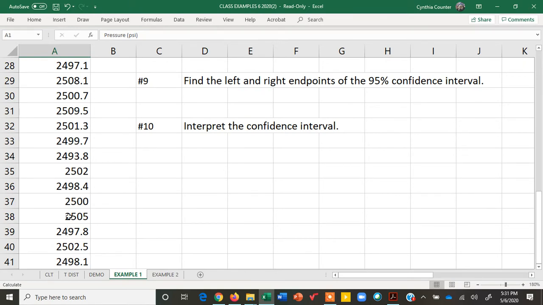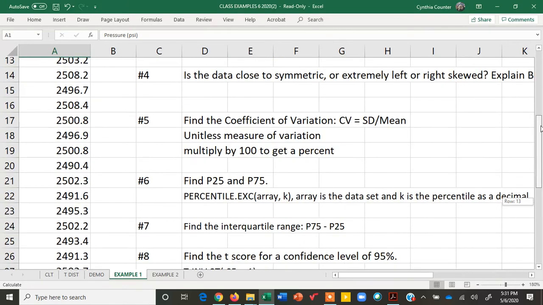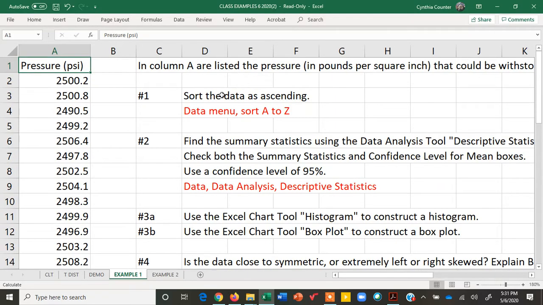Now, if you just skim through this, you should notice right away that this data is not in any particular order. It's just all thrown in there randomly. So one of the most useful things to do first is to actually sort this data, meaning put it in a particular order. You can either sort it as ascending from smallest to largest, or as descending from largest to smallest. I am going to sort the data as ascending.